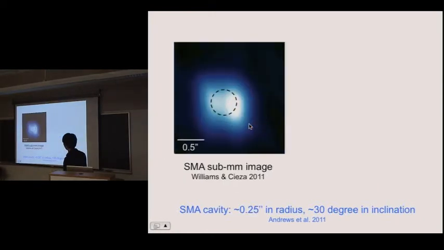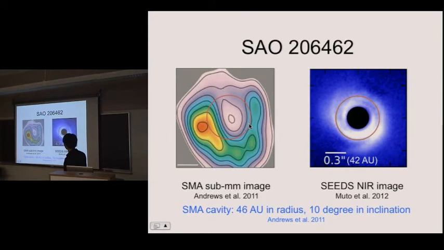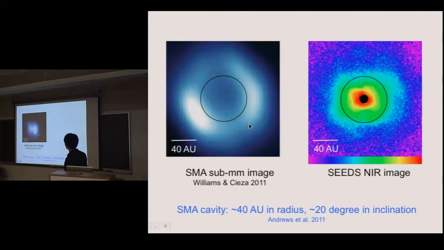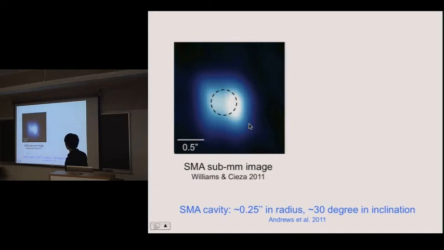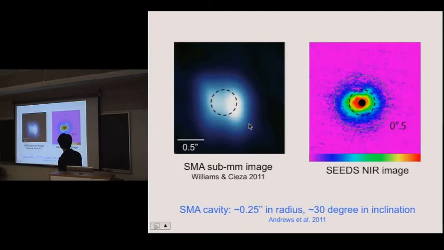So, another example here. The previous two are pretty much face-on cases. This one is a more inclined case. The submillimeter image doesn't show you a circular ring, but in any case, putting in a disk model tells you this one also has a cavity with a size. If you put in a circle here, it's the dashed circle. This is the SEED image. Again, the same story: there's no sign of the cavity in your infrared image. So what's going on here?